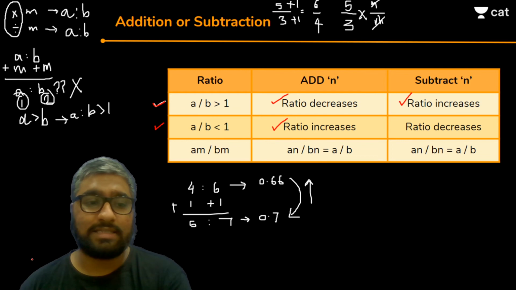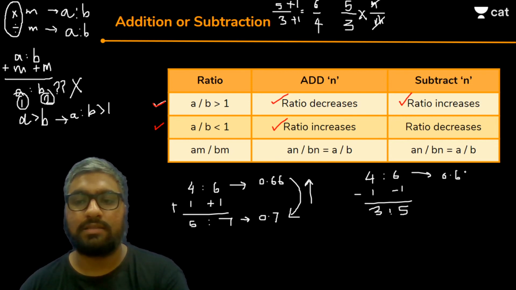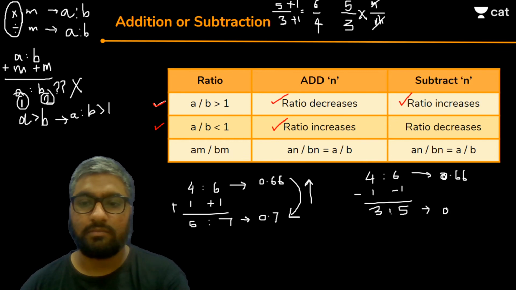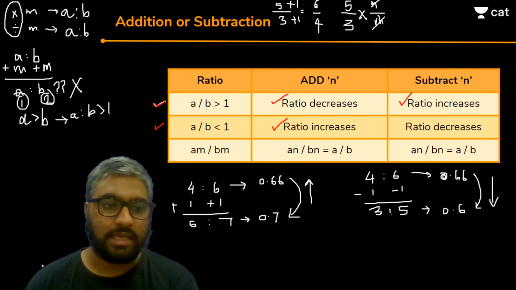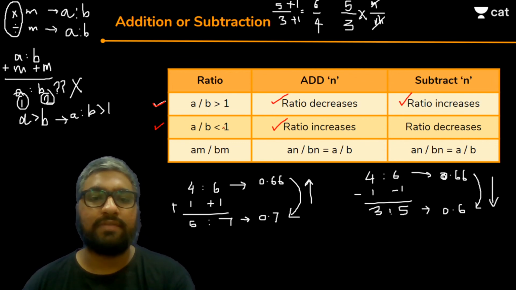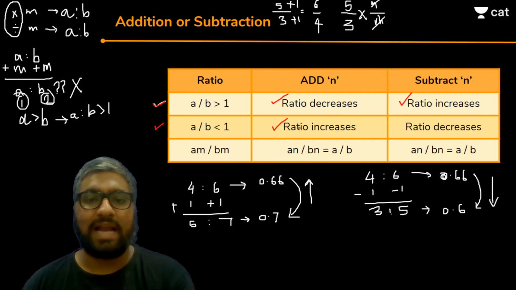At the same time, if I were to reduce some number from 4:6, if I were to subtract 1 from both, I would have 3:5. So 4:6 is 0.66, and 3:5 is 0.6 alone. So do you see how the total fractional value has decreased? So what happens if the ratio is less than 1, that is, the first term is less than the second? If you add something, the ratio will increase. If you subtract something, the ratio will decrease. Got it?